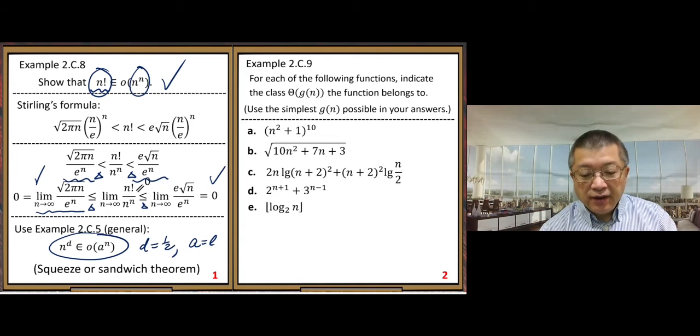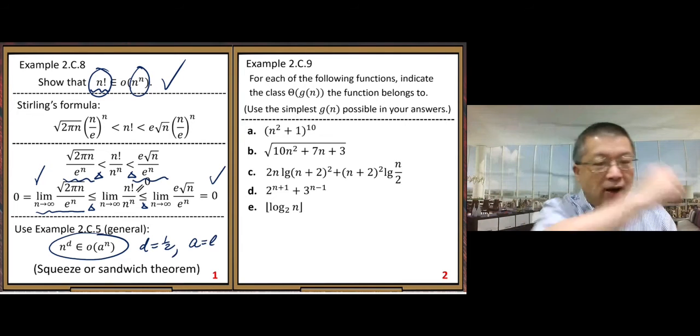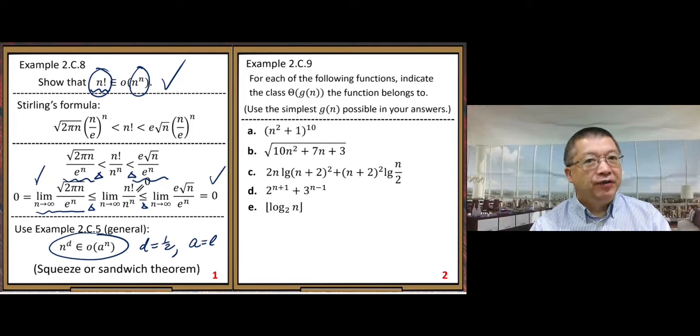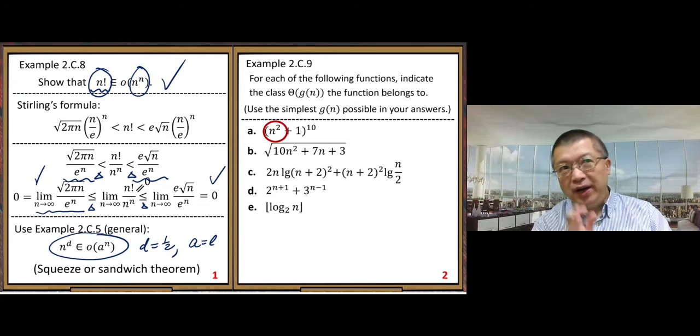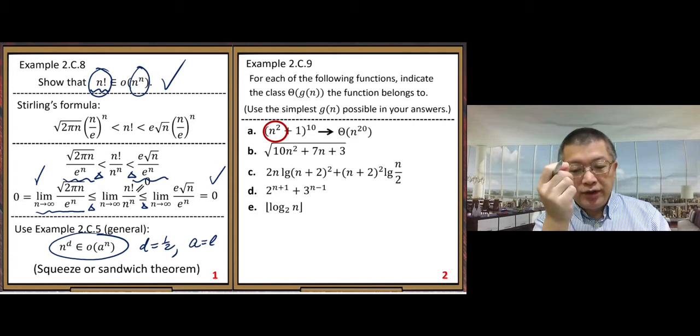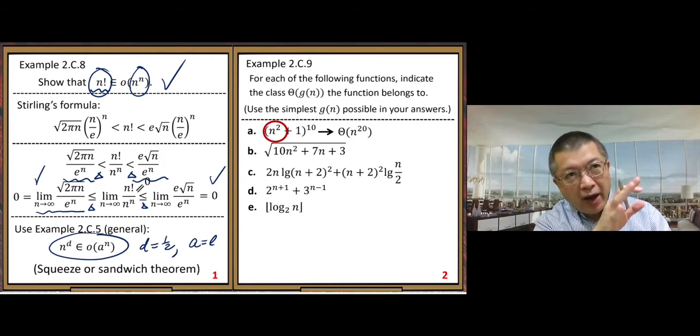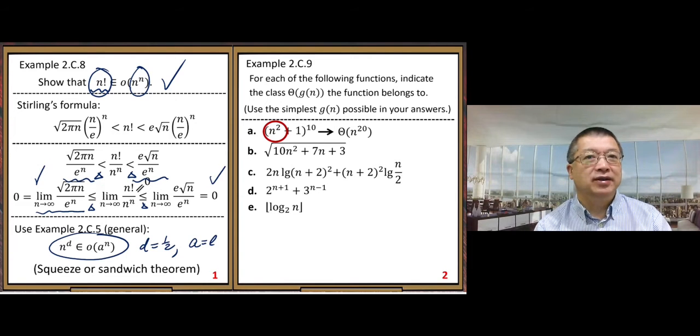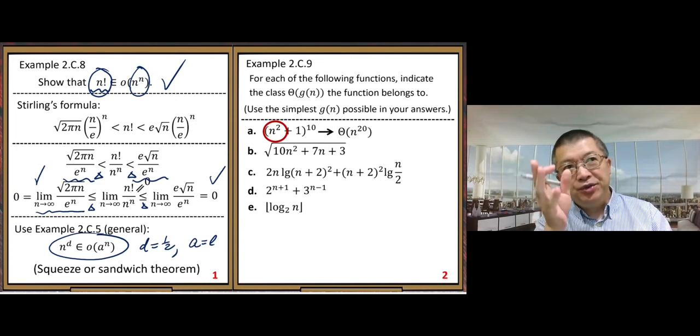E, this function. All right. So let's look at these one by one. For A, pretty easy. So how do we solve a question like this? We only look at the dominant term, n squared. Plus 1 is too little, we can ignore it. So if you use n squared raised to the 10th power, your g function becomes n to the 20th. So big theta of n to the 20th. That's the class you want to choose.